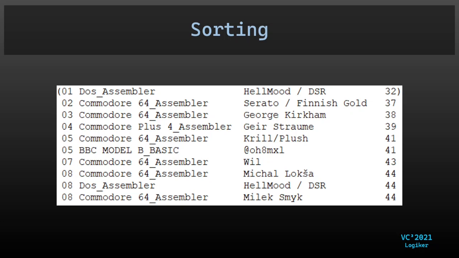Gaius Strom did an entry for the Commodore +4 and reached the 4th place. Krill with Commodore C64 assembly again. Dan and BBC Micro entry for BASIC by 08MXL. Then Commodore C64 again by Will, and another one by Michal Loksher. Then Helmut with his DOS entry. And finally Milex Mick with his Commodore C64 assembler entry.